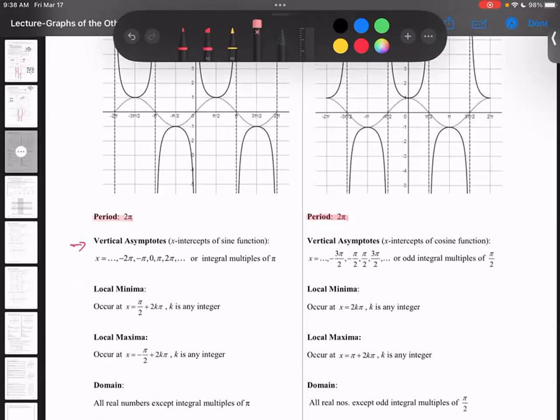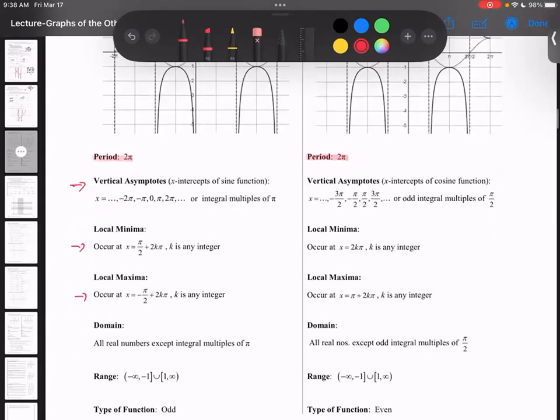The local minima and local maxima, here are the formulas. I don't think you should memorize that. It's not, at least for now, important. Don't cram too much in your head.